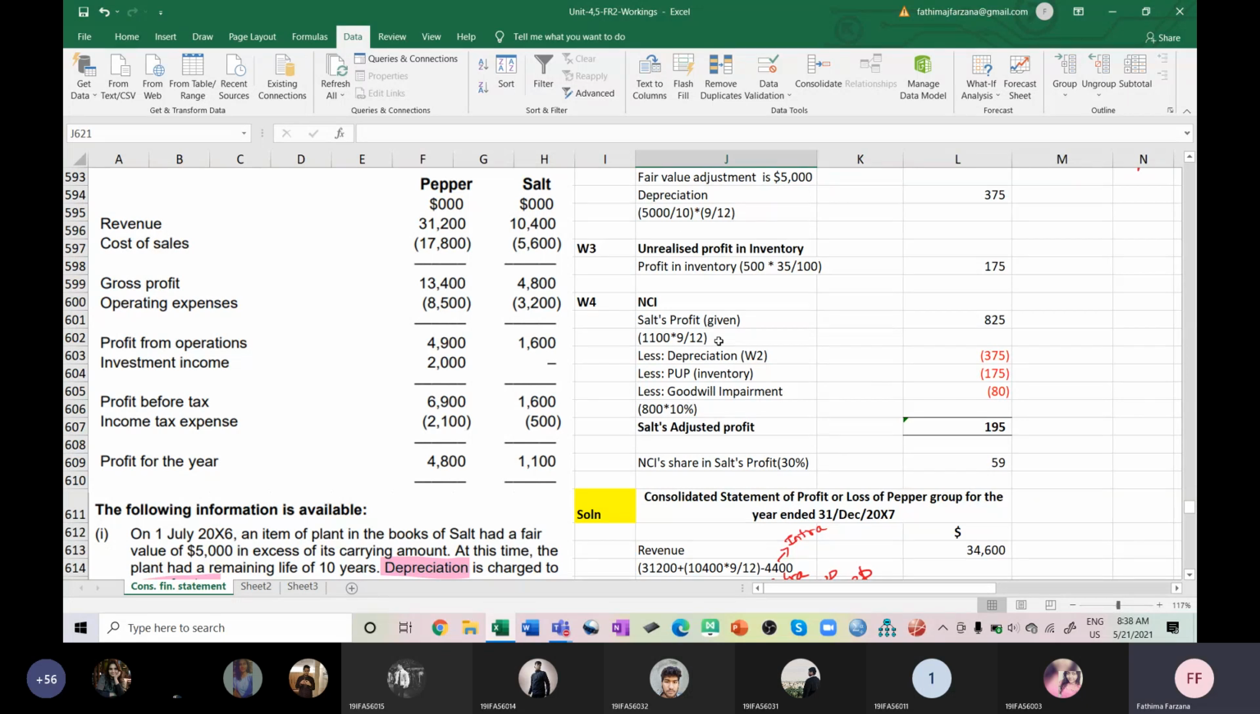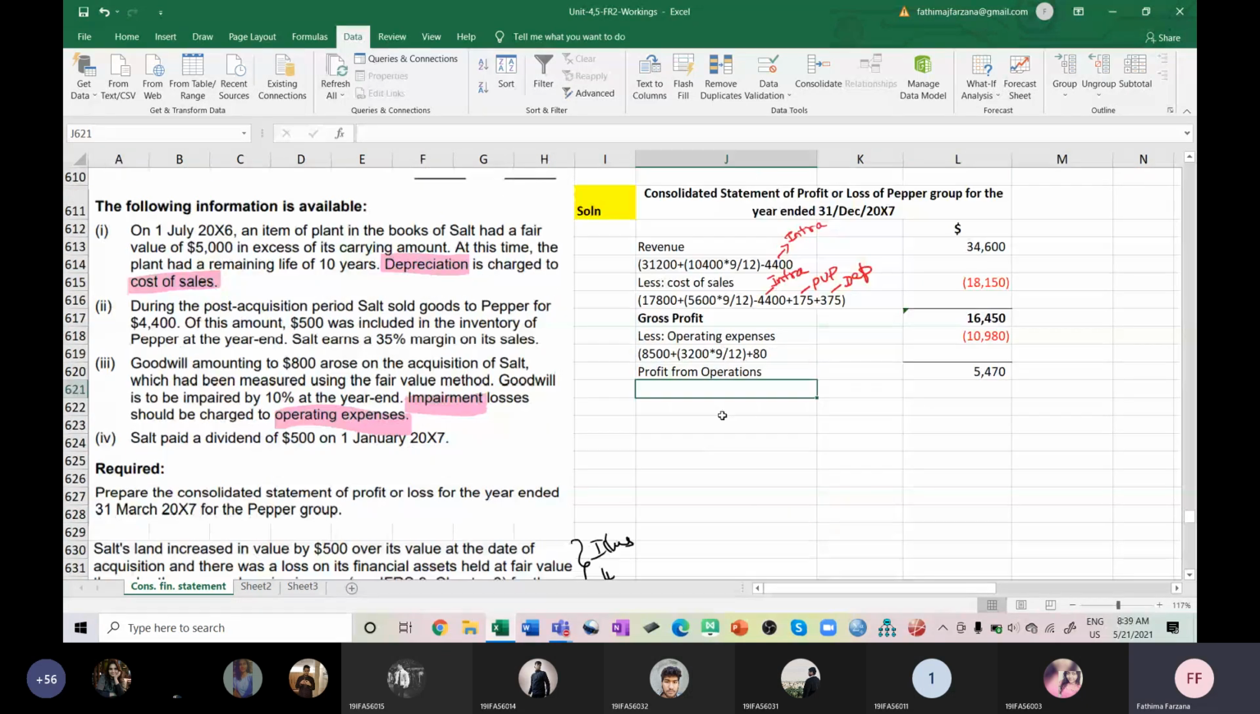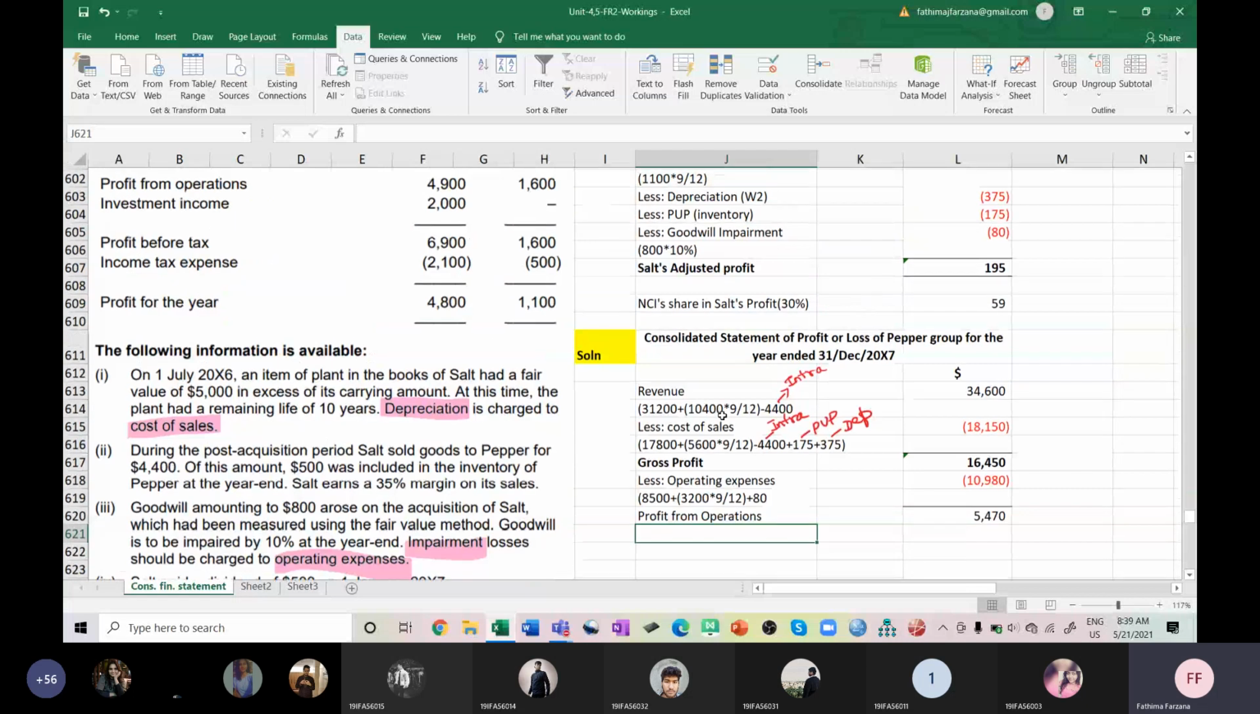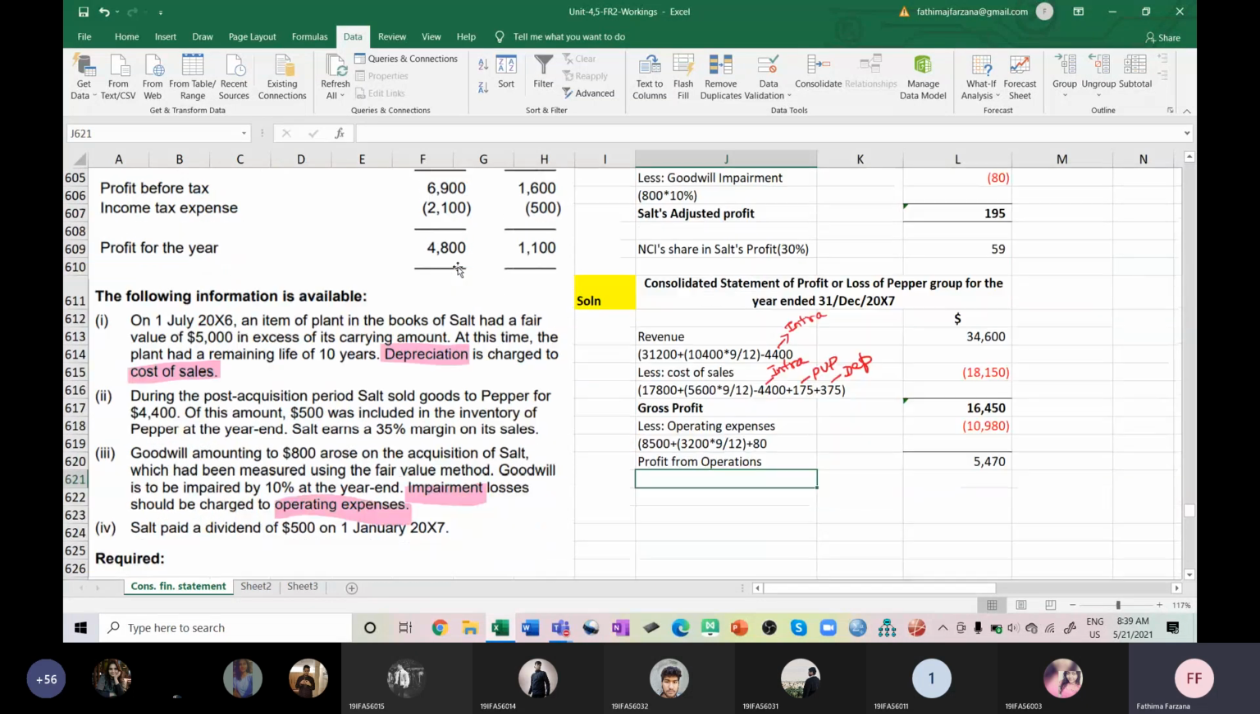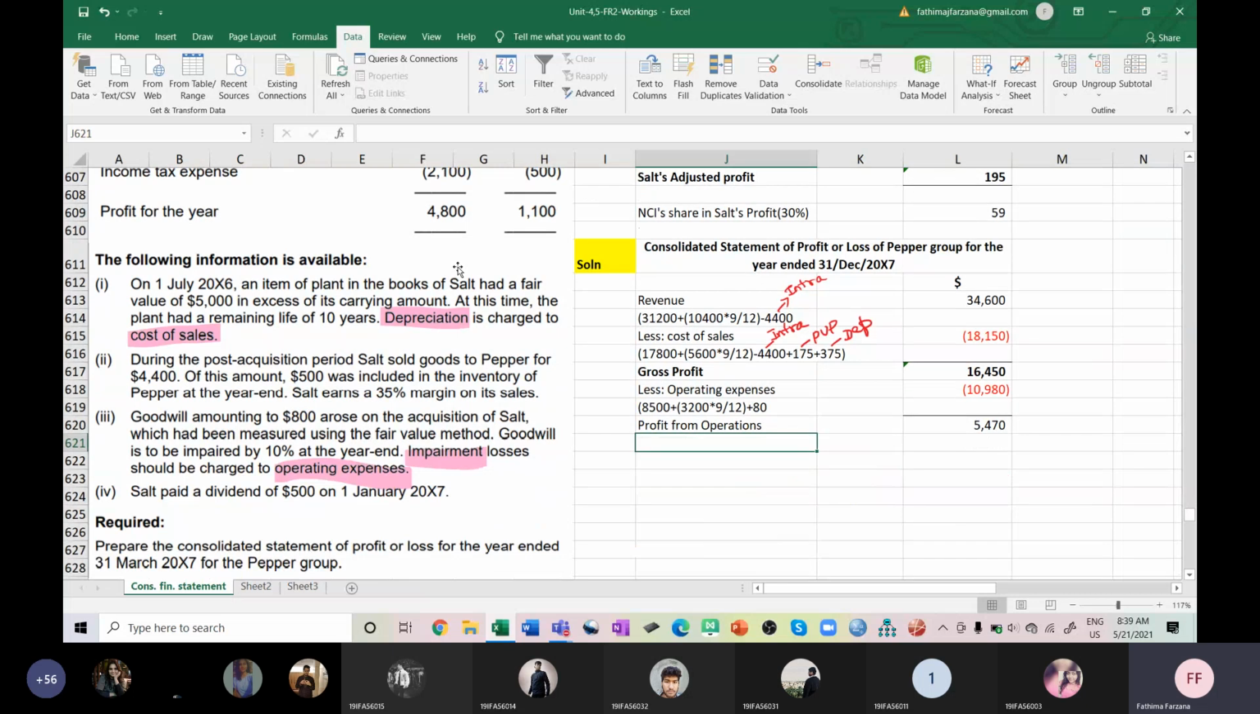So here in this part, we have to consider the investment income given in Pepper, and in this we have to deduct whatever is received from Salt. So Pepper's investment income is 2,000. In this, anything received from Salt as a part of dividend should be removed. So the entire 500 does not belong to Pepper. In that only 70% belongs to Pepper.